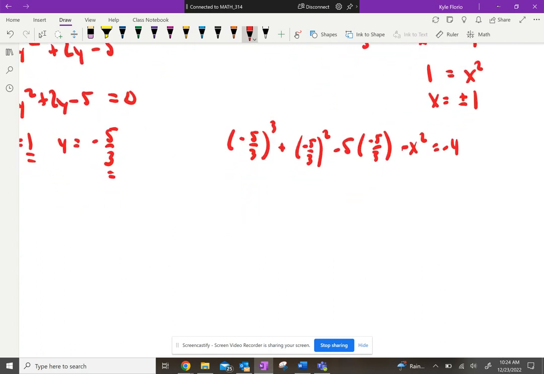Negative 5 over 3 cubed is going to stay negative. 5 cubed is 125, 3 cubed is 27. Negative 5 over 3 squared is going to be positive because you're squaring a negative number. It's going to be 25 ninths. This double negative is going to be plus again. 5 times 5 is 25, so we got 25 thirds. What I'm going to do is add the 4 to both sides, so I have a plus 4. And then add the x squared to both sides, so I have a positive x squared.